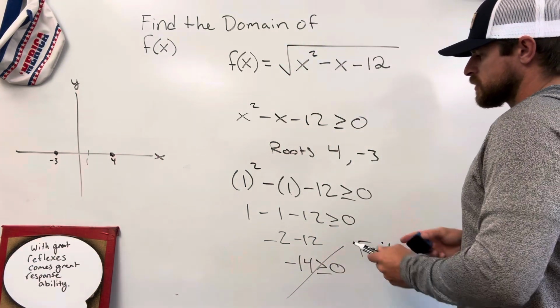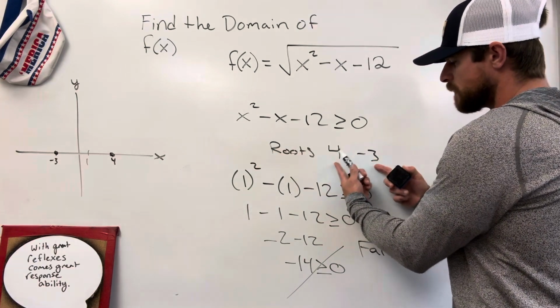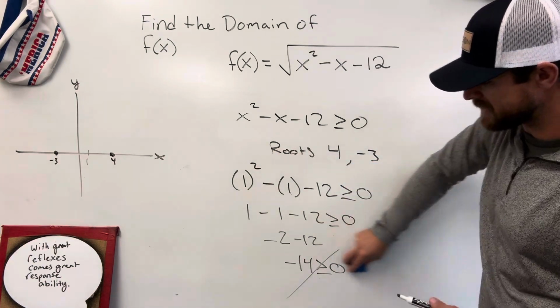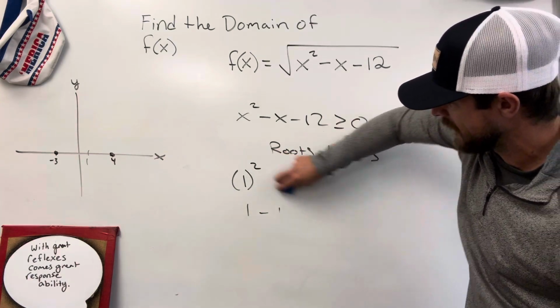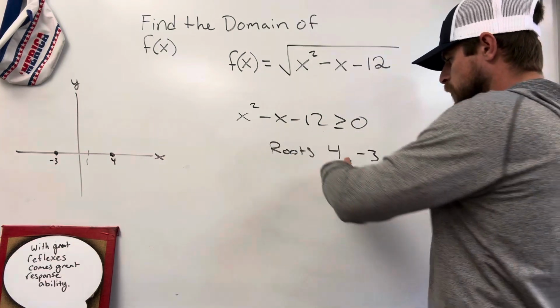Okay, so now that we've checked a number in between these two values, it's time for us to check some numbers outside of those values. So we're going to go 1 to the right or 1 to the left. So what's 1 to the right of 4?